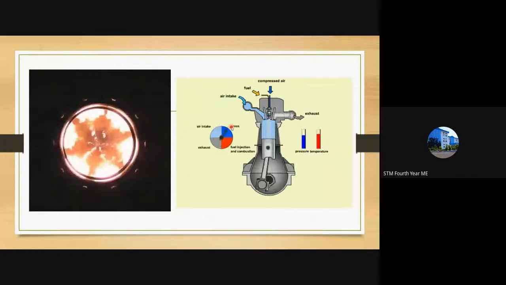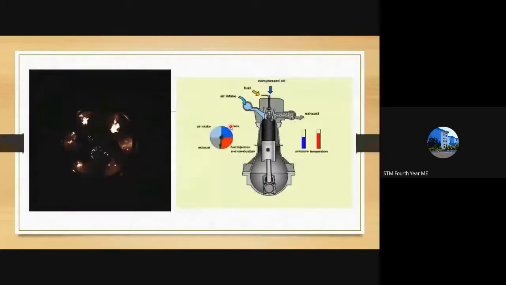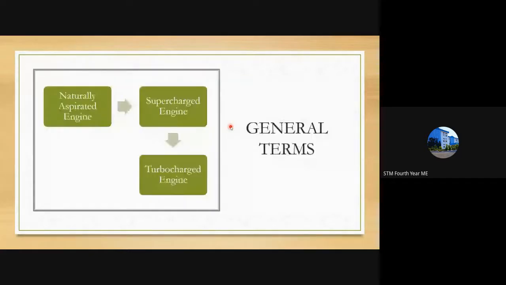So that was what we studied in the last class, and some points I had not said in the last class, so I have added them for the combustion of diesel engines. Next, we have seen three types. I briefly explained the naturally aspirated engine, supercharged engine, and turbocharged engine.